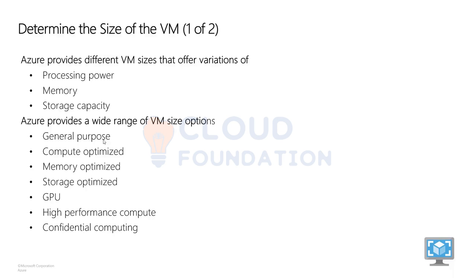If you look at your VM size option, the first thing I have noticed is that I will always prefer to begin with general purpose, where I don't have too much clarity of the underlying environment, what type of resource to create, whether the workload is memory intensive or storage intensive.